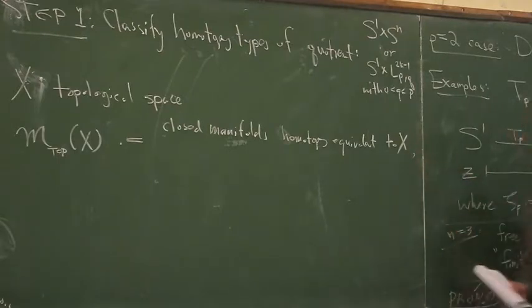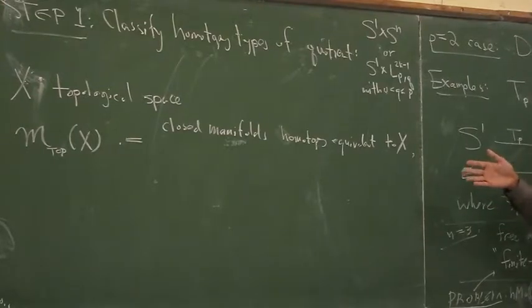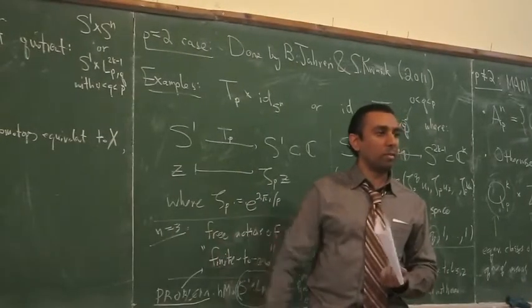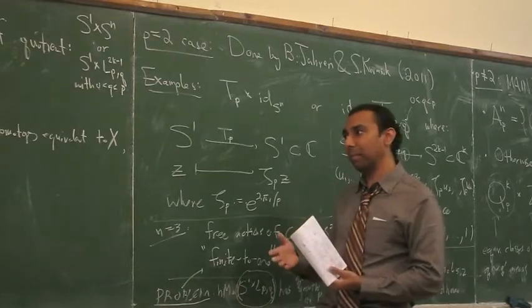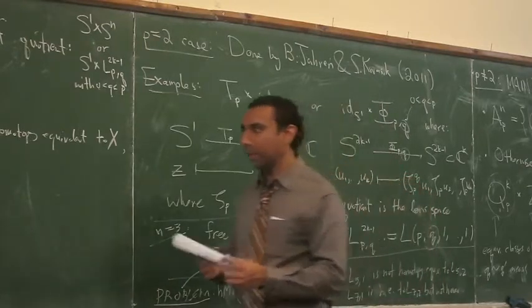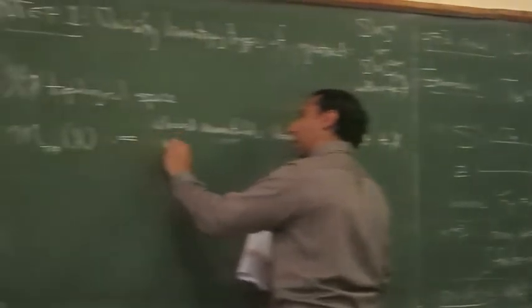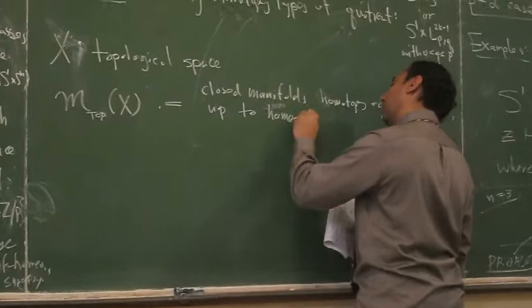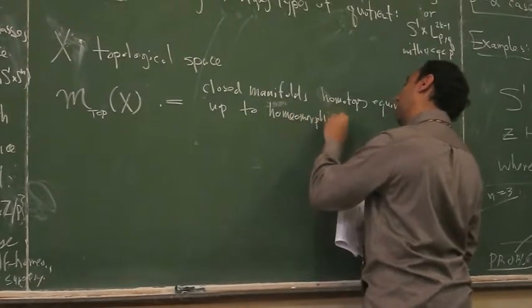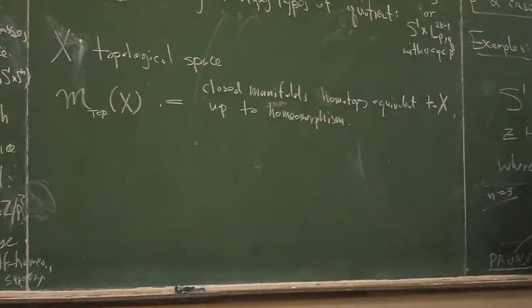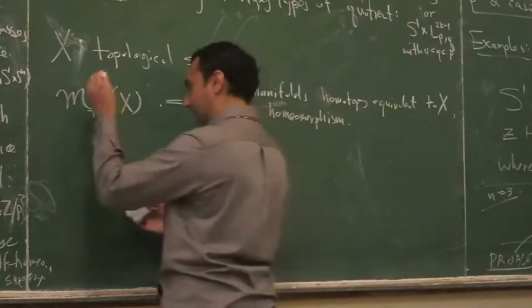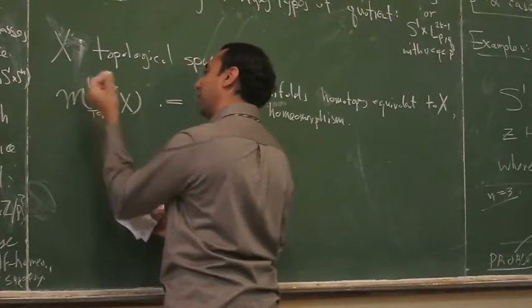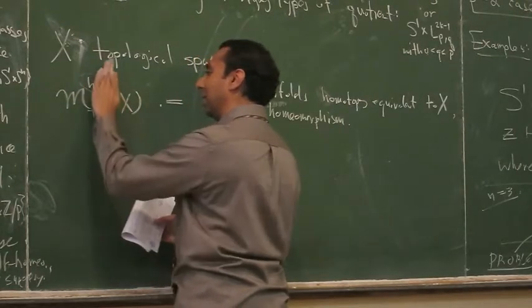But there's a problem if I just write that. This is not a set, it's a proper class. There are some set theoretic difficulties. You must give some equivalence relation. So the equivalence relation is up to homeomorphism. And I will put some strange thing here, maybe you won't like it. This is for people who know about surgery, it means something. Otherwise, you can ignore that.